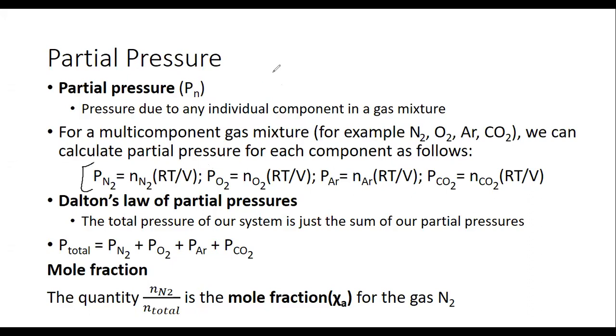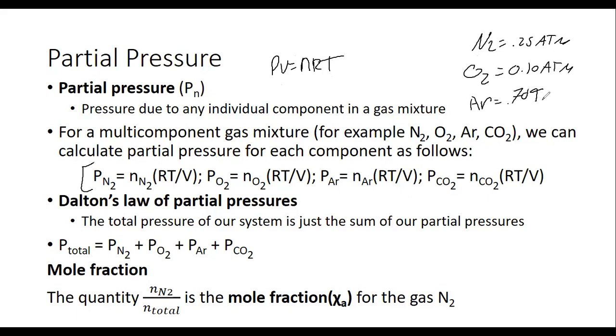This equation, PV equals nRT, is our ideal gas law, right? And if we know the partial pressure of a gas, so let's say we have a mixture of N2, the pressure is like 0.25 atmospheres, O2, let's say 0.10 atmospheres, argon is 0.70 atmospheres, and carbon dioxide is 0.20 atmospheres.